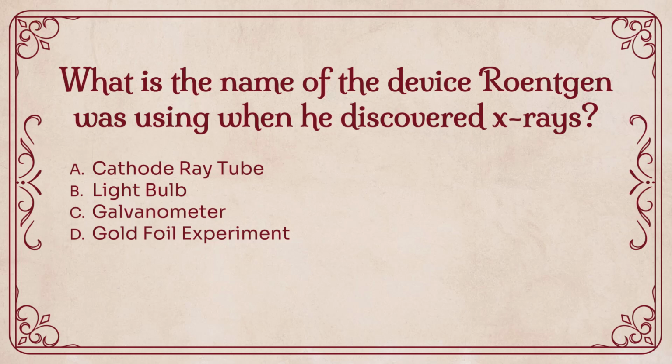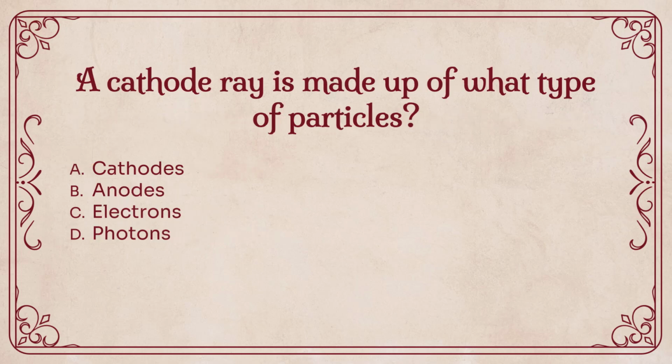What's the name of the device Roentgen was using when he discovered X-rays? Was it cathode ray tube, light bulb, galvanometer, gold foil? That was a cathode ray tube. Also called a Crookes tube, named after the guy who made it, William Crookes. And a cathode ray is what type of particles? Look at that for a second. Hopefully you get it. That is E.